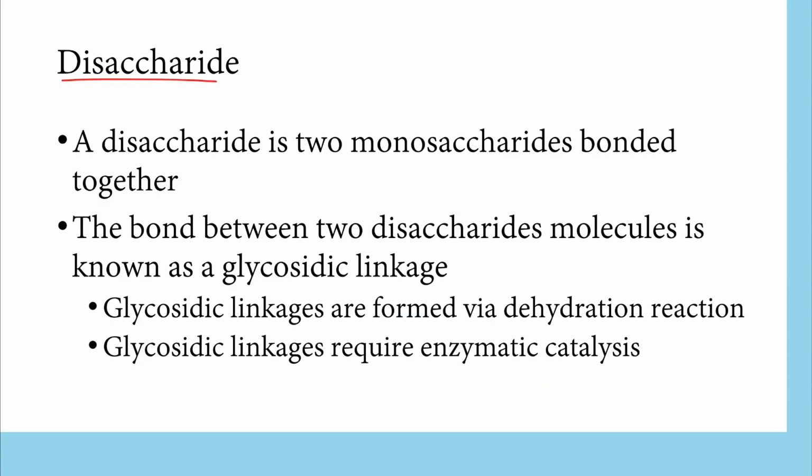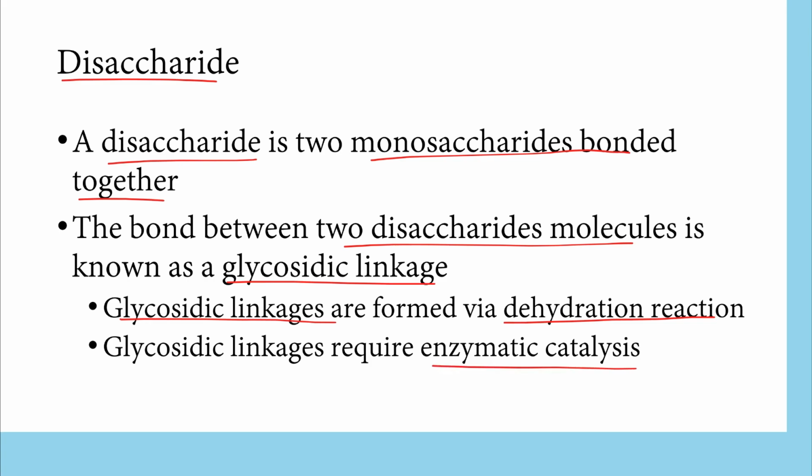Let's talk about disaccharides. A disaccharide is 2 monosaccharides bonded together. The bond between the 2 monosaccharide molecules is also known as a glycosidic linkage. And glycosidic linkages are formed via dehydration reactions. And glycosidic linkages require enzymatic catalysis to occur at a significant rate.